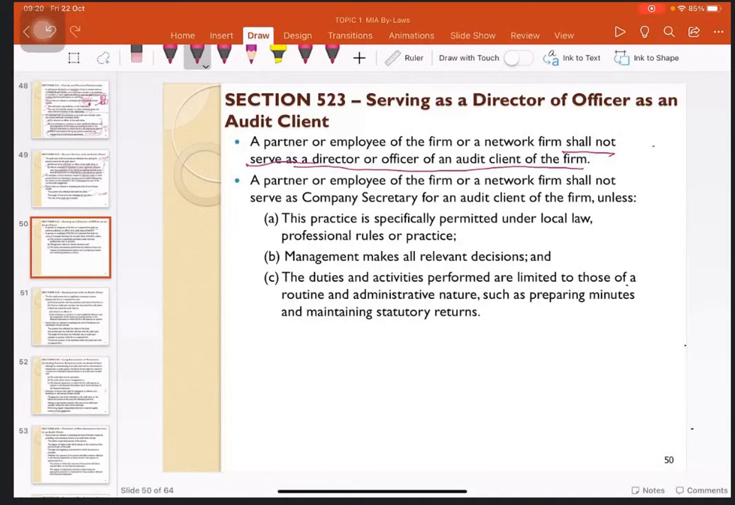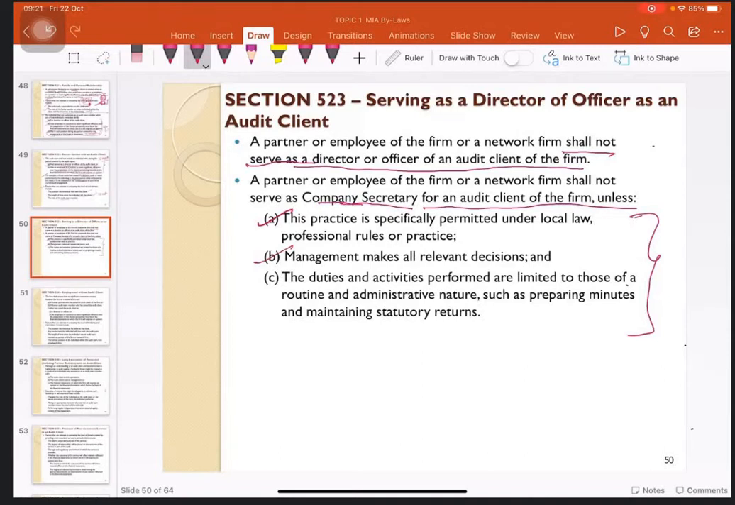Okay, a partner or employee of the firm or network firm shall not serve as company secretary. You also cannot serve as company secretary of your audit firm unless under this certain situation. Okay, this practice is especially permitted under local law. Okay, management makes all the relevant decisions. Walaupun you act as company secretary, tetapi you do not involve in decision making.